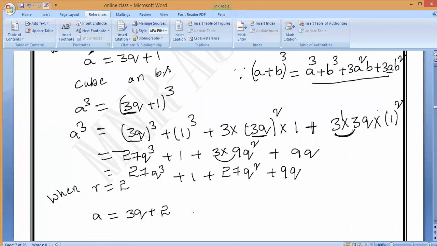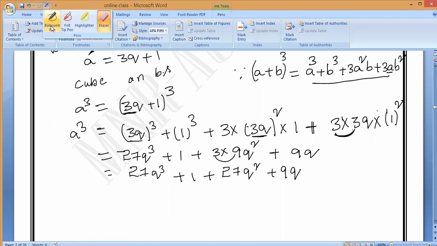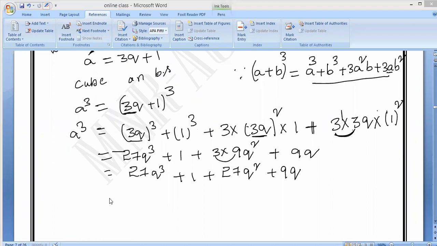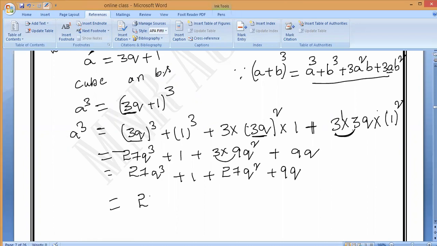Arrange the terms based on the power, in the general form. So we get 27q cube plus 27q square plus 9q plus 1. Arrange it based on the power: 27q cube plus 27q square plus 9q plus 1.